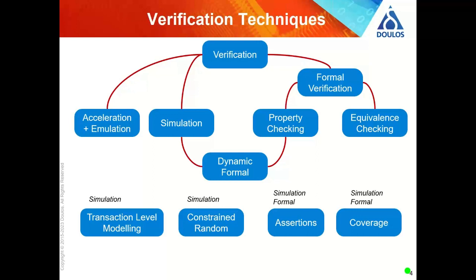And coverage, again, can be used for both formal and simulation approaches. So we're measuring what has actually happened when we've done our verification. So have we tested what we thought we were going to test? And constrained random stimulus is one of the features that we would expect to see in a so-called intelligent test bench.